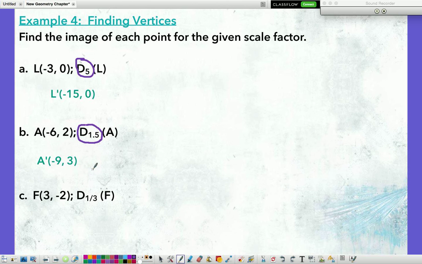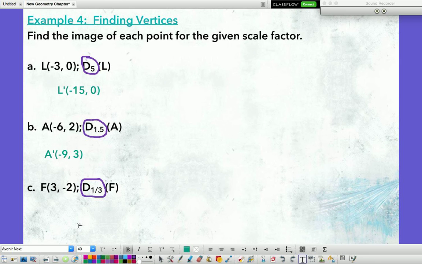For F, I'm dividing by 3 or multiplying by a third, however you want to look at it. So F prime would be 3 divided by 3, 1, and then -2/3. I just leave it as a fraction. It's not a big deal. Yep, so there it is.